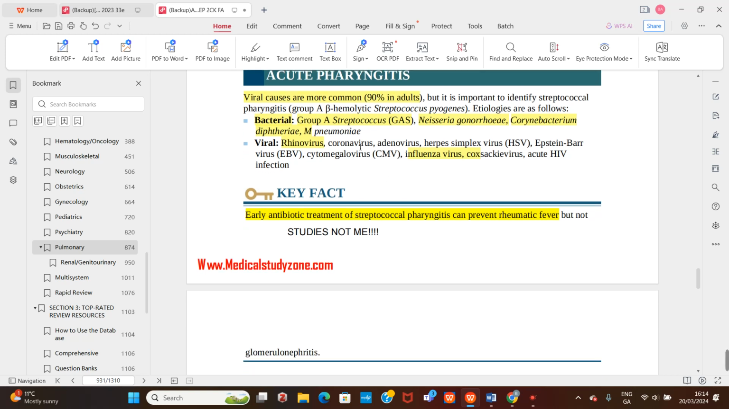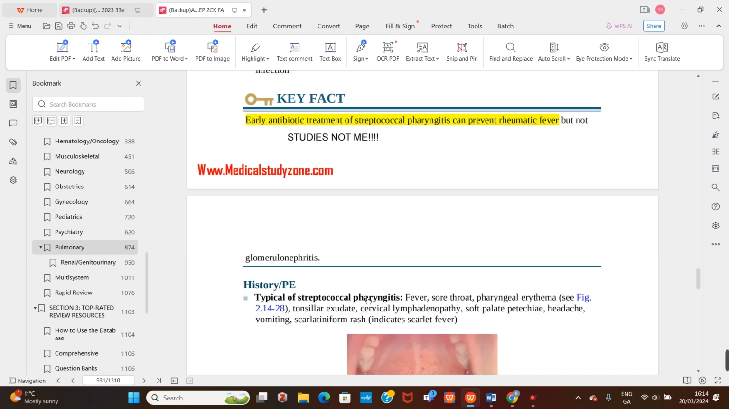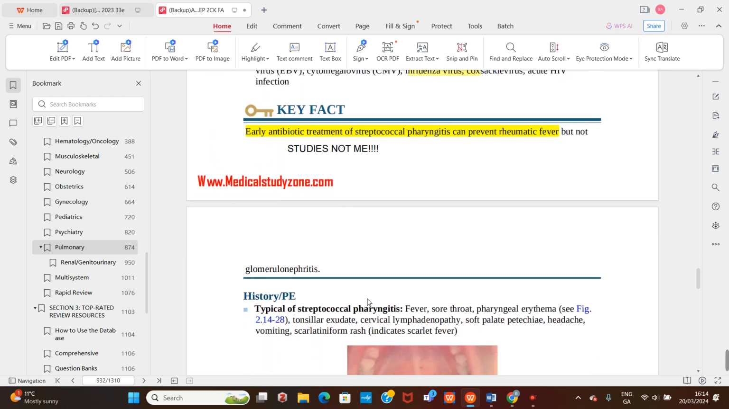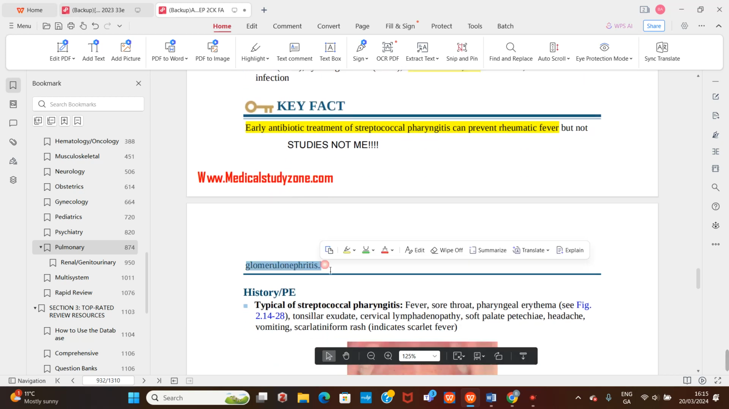But the one we are going to be interested in is the group A streptococcus. Early antibiotic treatment for streptococcal pharyngitis can prevent rheumatic fever, not glomerulonephritis. This is from studies; I'm not the one that said it, so we have to pay attention to that. Antibiotic treatment can protect against rheumatic fever, but it will not protect against streptococcal glomerulonephritis. So if somebody has acute pharyngitis from group A streptococcus and you give antibiotics, you are protecting the person against rheumatic fever, but the person might not be protected from glomerulonephritis.